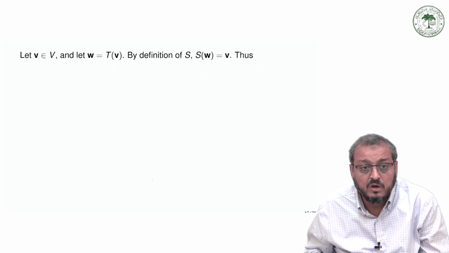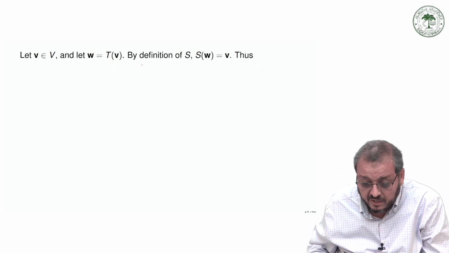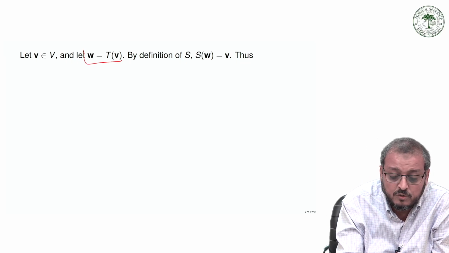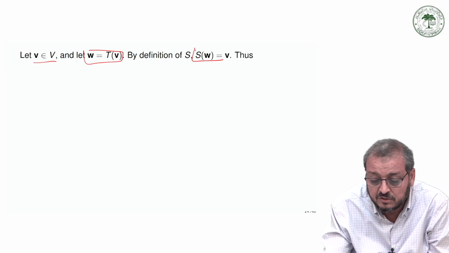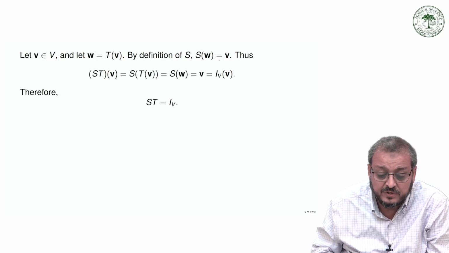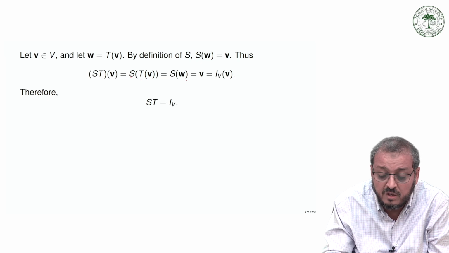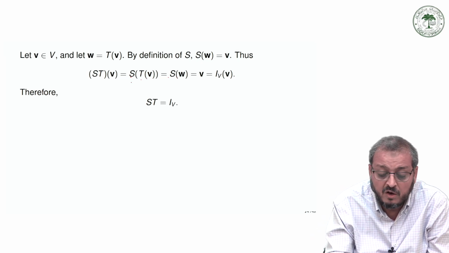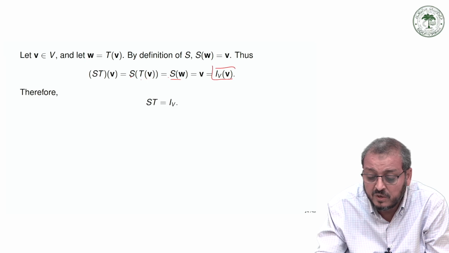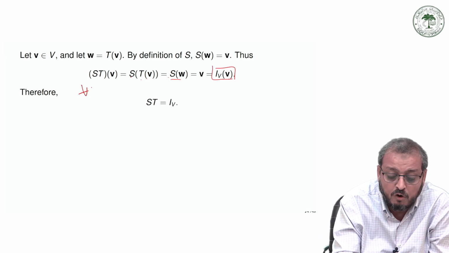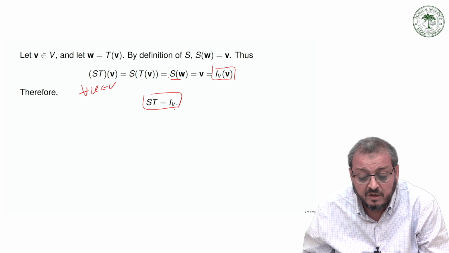Now we try to show the identity. For V belonging to V, W is equal to T of V, and by the definition of S, S of W is equal to V. So we write the composition map S of T of V, then S of W, and S of W means we have V. V is nothing but the identity of V, which is true for all V belonging to V. So ST is equal to the identity.